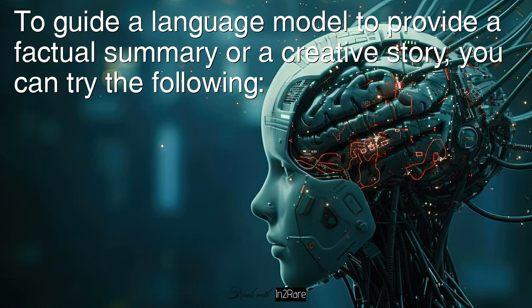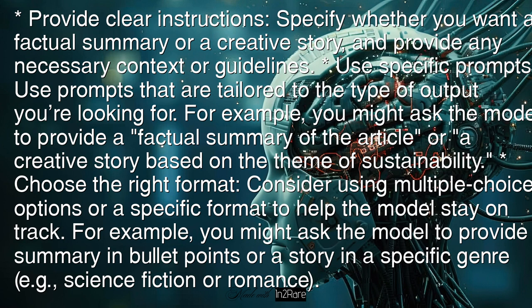To guide a language model to provide a factual summary or a creative story, you can try the following. Provide clear instructions, specify whether you want a factual summary or a creative story, and provide any necessary context or guidelines. Use specific prompts. Use prompts that are tailored to the type of output you're looking for. For example, you might ask the model to provide a factual summary of the article or a creative story based on the theme of sustainability.